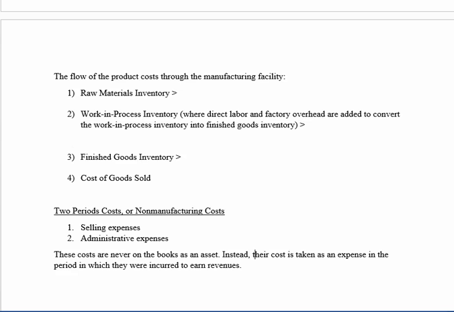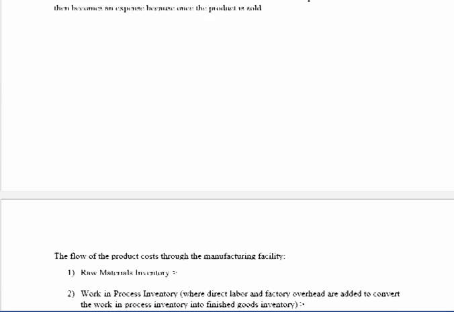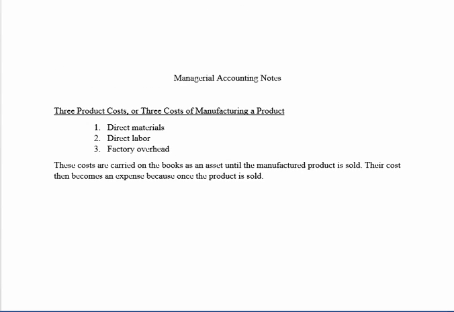I'm also going to try to post a video of where we took a tour of a brewery and pointed out some of these items. We pointed out, or you at least got to see what they used as direct materials, what their direct labor costs were, or what some of them were, and some of their factory overhead.